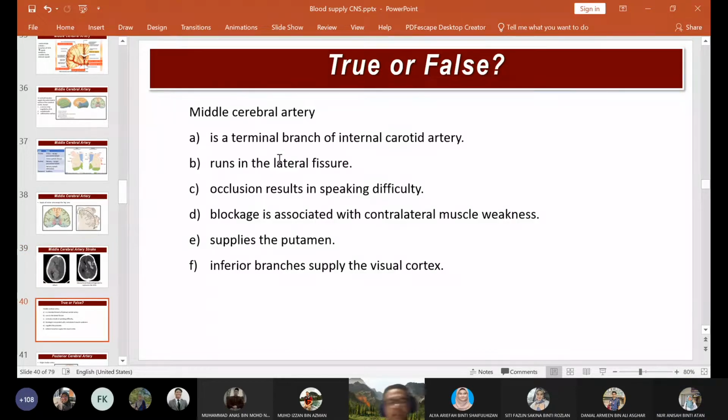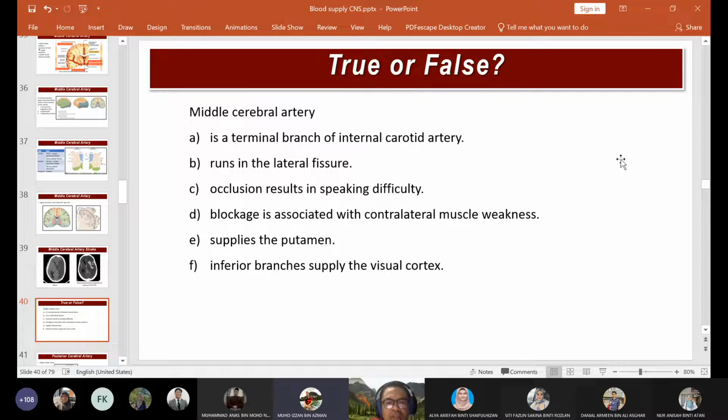Middle cerebral artery is a terminal branch of the internal carotid artery. True. It runs in the lateral fissure. True. Occlusion results in speaking difficulty. True. Blockage is associated with contralateral muscle weakness. True. Supplies the putamen.